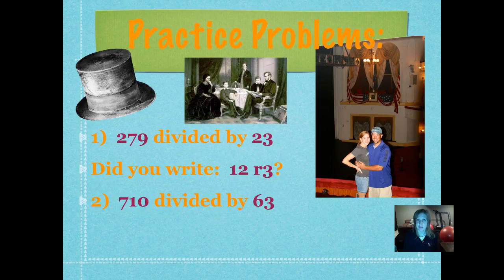710 divided by 63. Use that standard algorithm and then check it when you're done and push play when you're ready. Did you write 11 remainder 17? Let's see how we did that one.